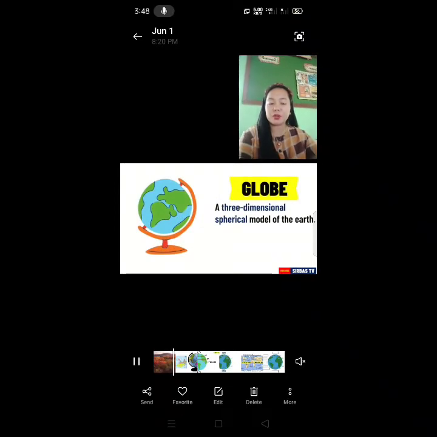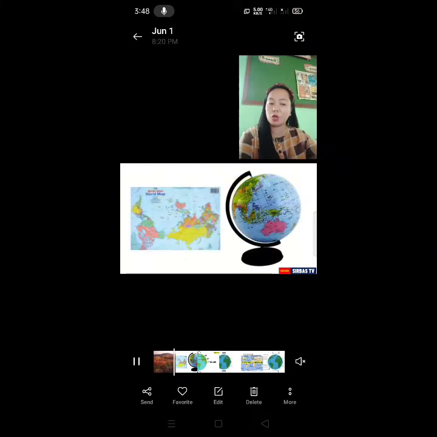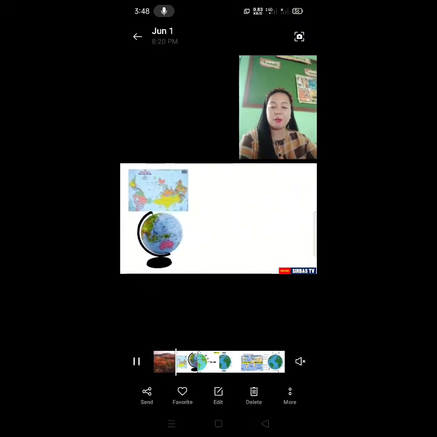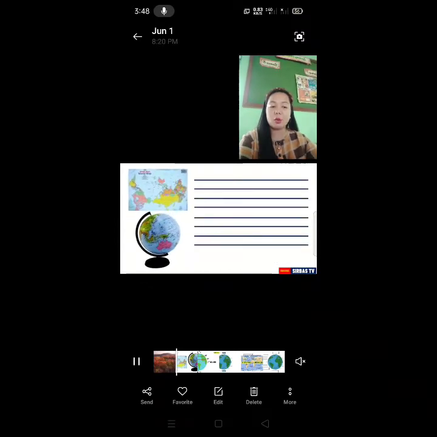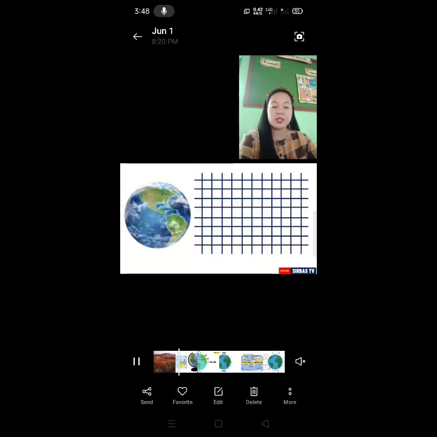So let us observe the map and the globe. What do they share in common? You are right. Both the map and the globe are made of horizontal lines and vertical lines that intersect with each other. We cannot really see these lines on the surface of the Earth, so they are called imaginary lines. These imaginary lines are very important in locating places on Earth.